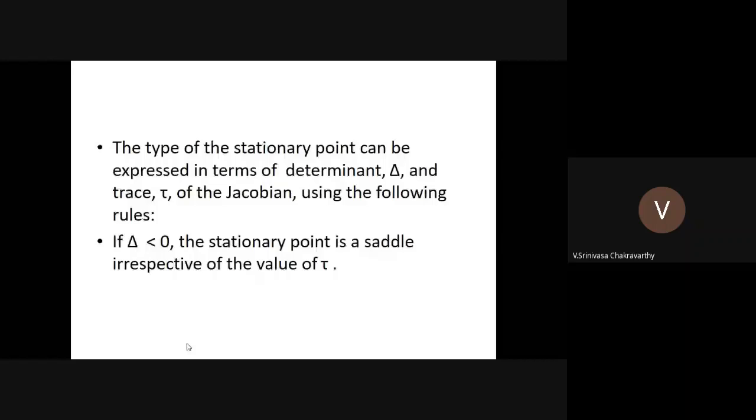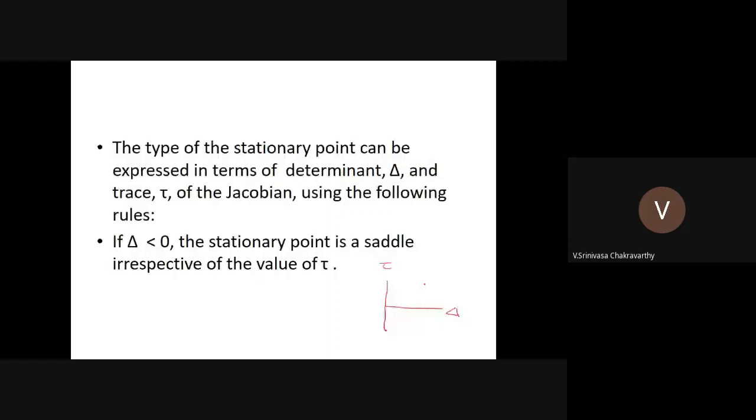So this is the tau axis. Above it is unstable, below it is stable. On the left side it is all saddle. Okay, this is the broad picture. Further, you have spirals inside the parabola and nodes outside the parabola. But let's ignore that for now. We'll just look at stable versus unstable.